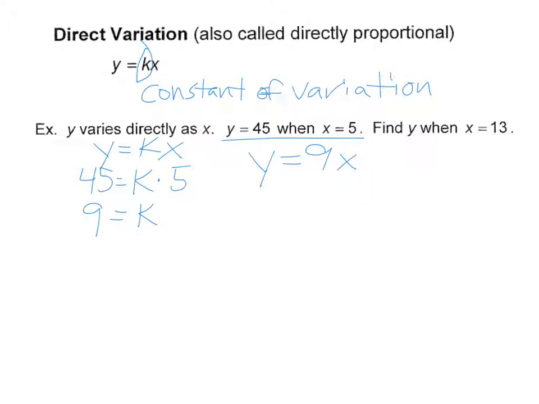Now look at the end. Find y when x is 13. So y would be 9 times 13, which is 117.